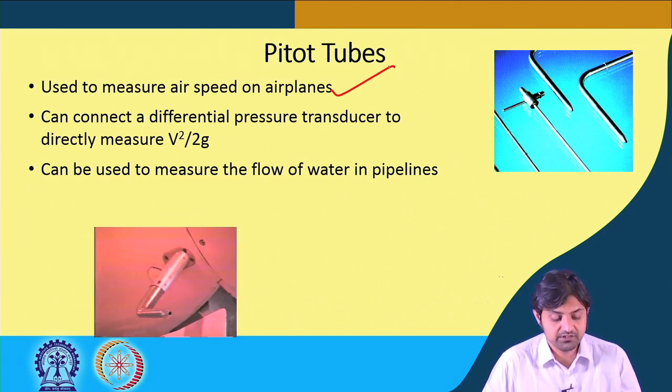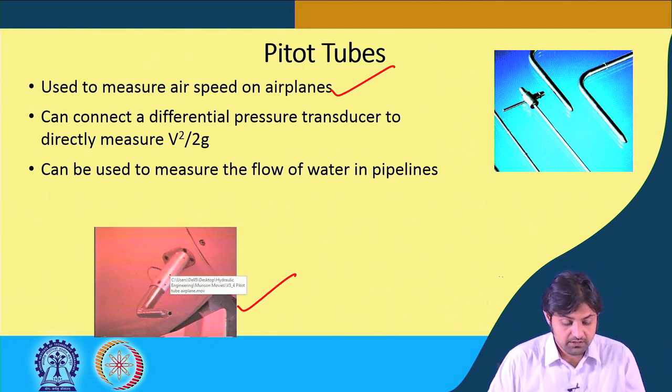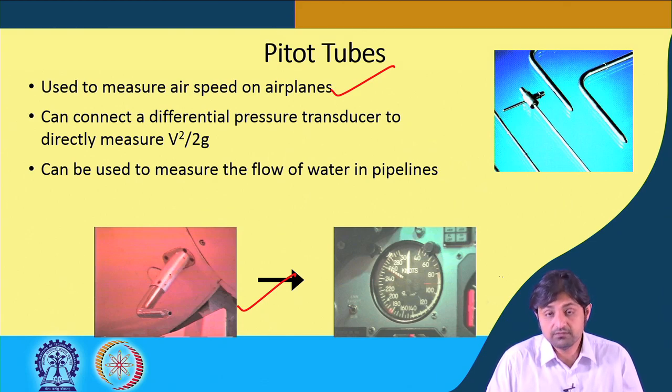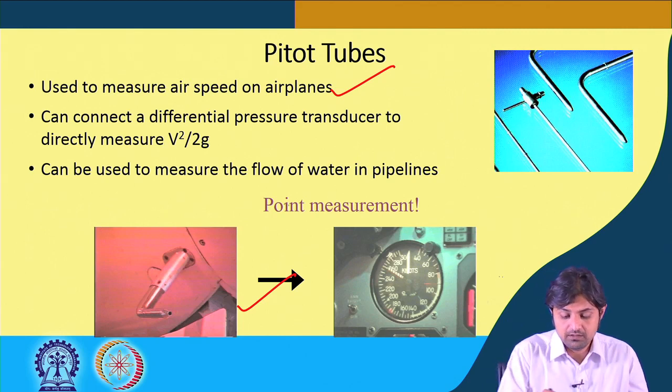So, it looks something like this, in an aeroplane. So, this is fixed in the aeroplane. It shows how many knots there are, I mean the typical panel of the aeroplane speed. And an important thing to note is this is a point measurement, because the Bernoulli principle is applied at different points along a streamline. This is important to note.